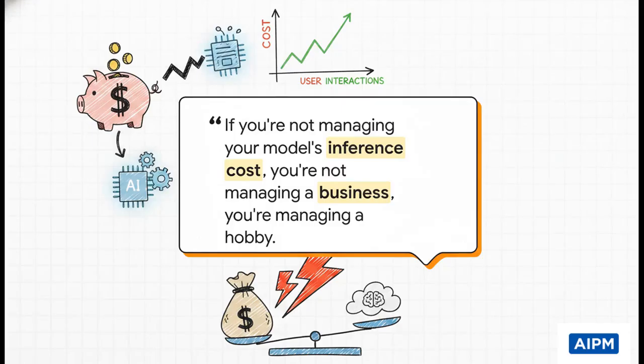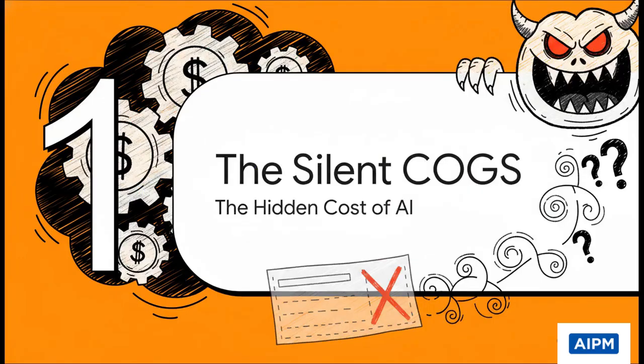Man, this quote just hits the nail on the head. See, with old school software, adding one more user costs, what? Pretty much nothing. But with AI, every single tap, every query, every interaction, it costs you real money. It hits your bottom line. And if you get that balance wrong, your super popular viral feature could actually be the thing that bankrupts you. Think about that.